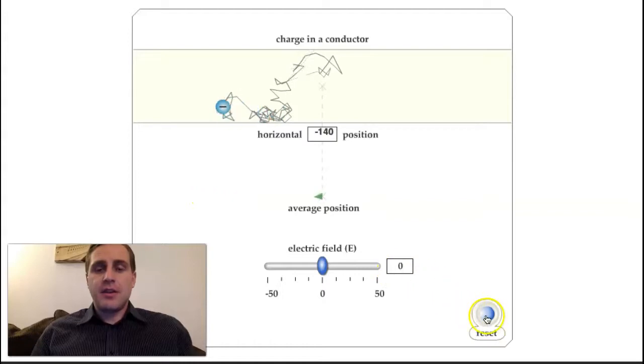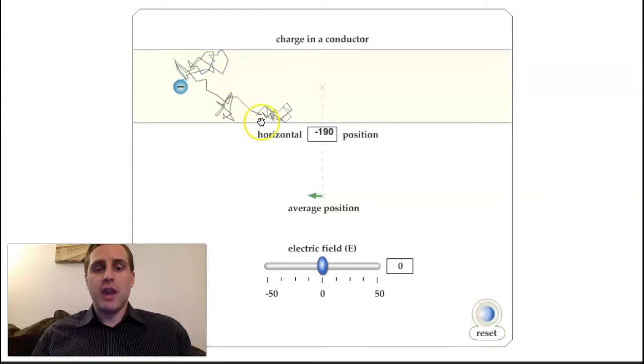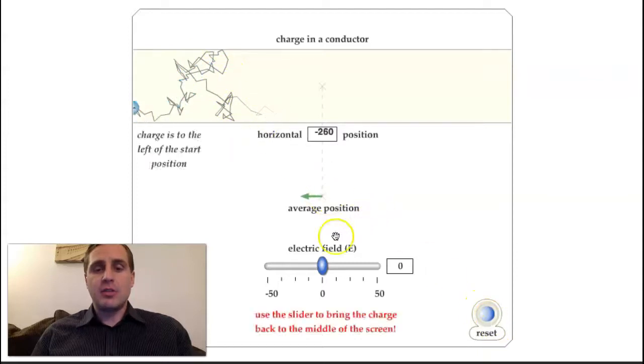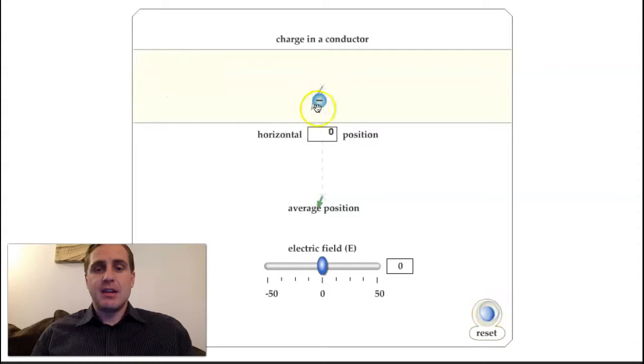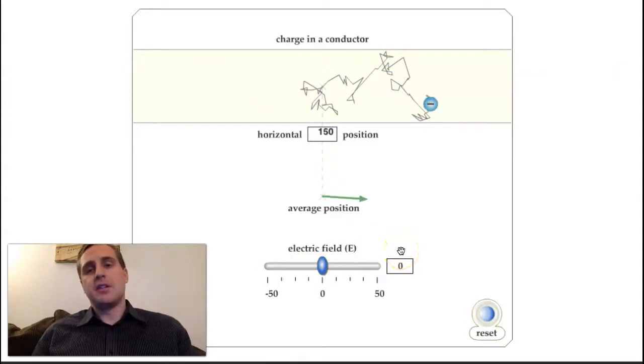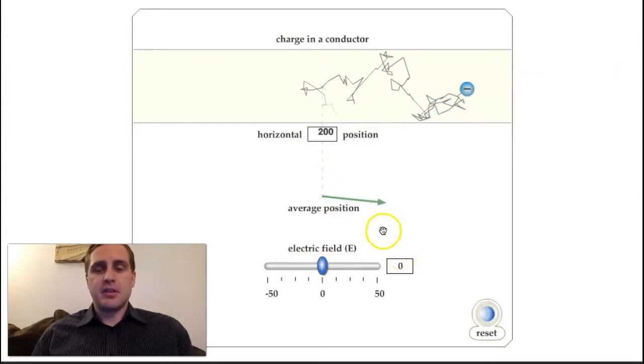So what do I have here? I have an electron that is moving around somewhat randomly, and what I can do is I can reset it to the center position, and then I can also set up an electric field. Now let's talk about the various parts of this.